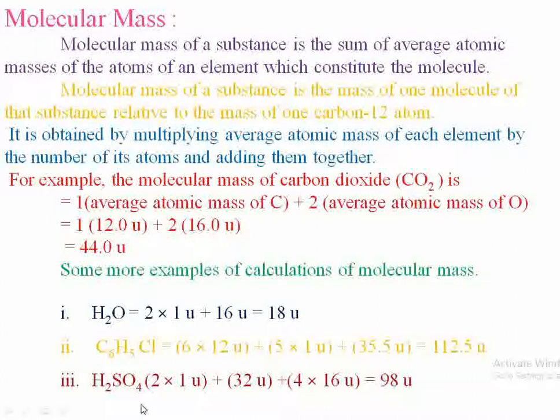Third, sulfuric acid, H2SO4. This sulfuric acid has 2 hydrogen atoms, 32 is sulfur, 1 sulfur, and 4 oxygen atoms multiplied by their average atomic weight, 16 unit, which equals 98. These are the 3 examples of calculating the molecular mass of H2O, chlorobenzene, as well as sulfuric acid.